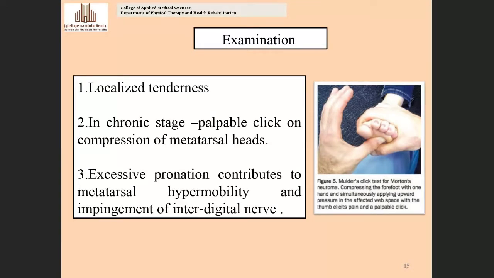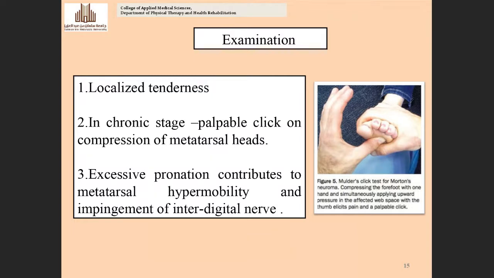So how to examine? The examination is just to palpate the region. I have shown a picture. You just palpate that area, and the patient will have localized tenderness. If you press that region, the person affected with Morton's neuroma will feel pain or tenderness in that particular region.